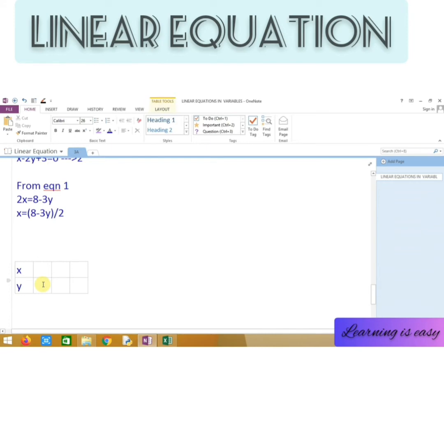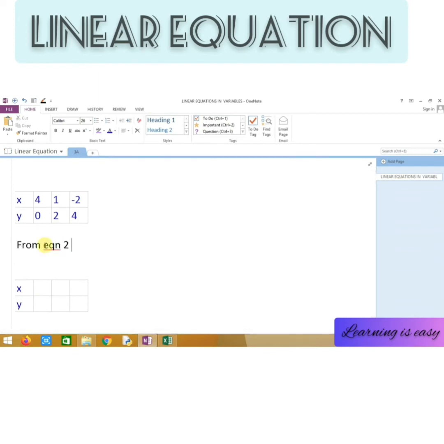To plot the graph, let's assume the value of y as 0, then x is going to be 4. And we assume the value of y as 2, then it's going to be 1. 8 minus 6, so 2 by 2 is 1. If you assume the value of y as 4, then it's going to be minus 2. You can plot those points in the graph sheet.